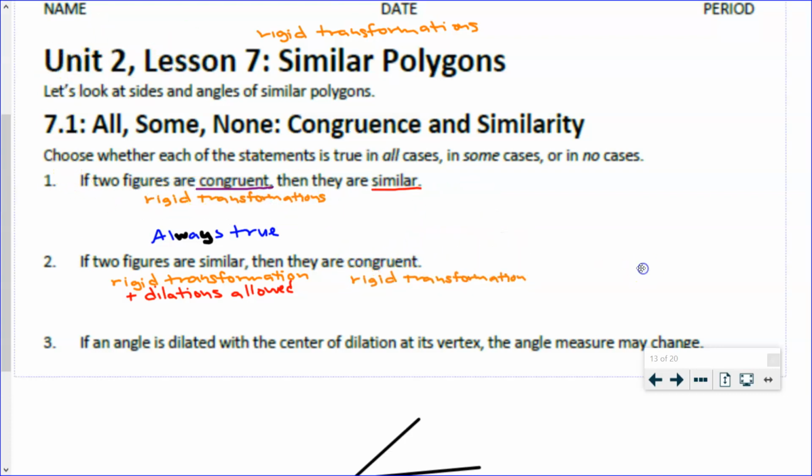Where it's just rigid transformations. So again, all cases meaning always true, some cases meaning sometimes true, no cases meaning never true. If two figures are similar this time, then they are congruent. Discuss 30 seconds. Sometimes, always, never. Ready, set, go.